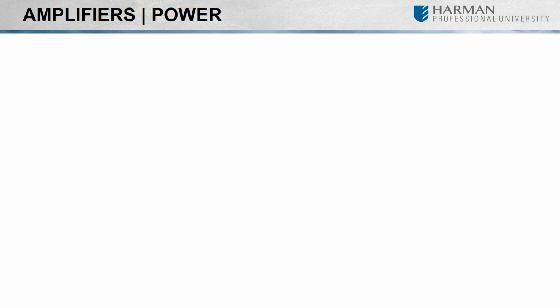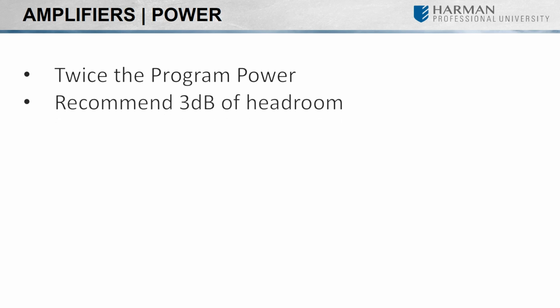Okay, so now that we have a basic understanding of amplifier technologies and those which Crown uses, we need to determine how to match an amplifier to the speakers we'll be using in our design. Let's first look at some general guidelines. Amplifier's power level should be higher than the loudspeaker program power rating if full output is needed. It's recommended you have 3 dB of headroom as a minimum.